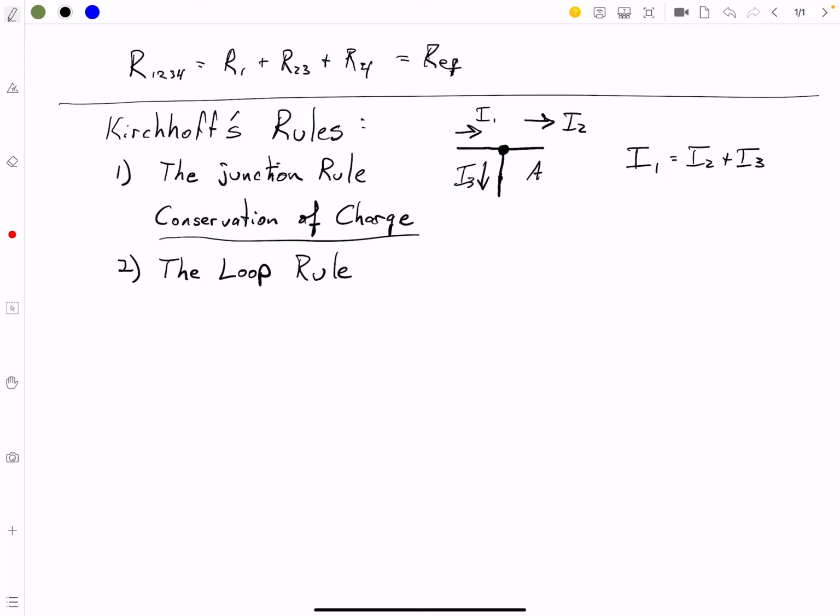What do we do in the loop rule situation? Let's just use resistors. Should we just use resistors? Yeah, we're going to see it again later with a capacitor in there. So let's just use resistors. I'm not going to put a bunch of voltages in there. I'm going to put one. We've got one EMF. And we have to have a junction or it's no fun.